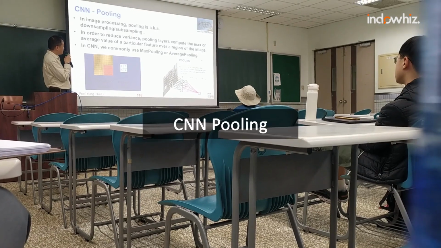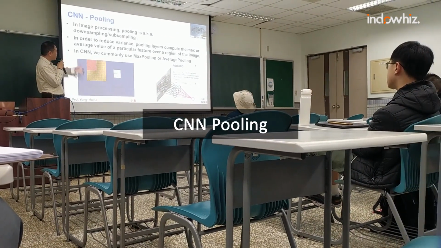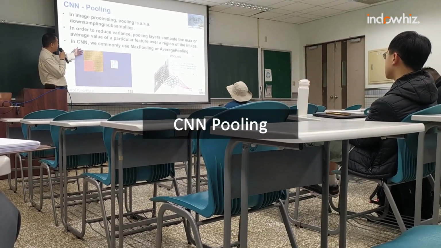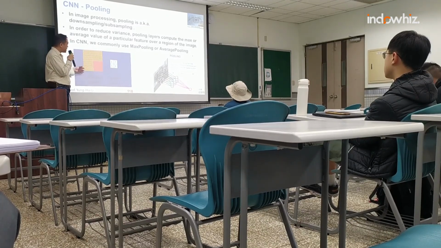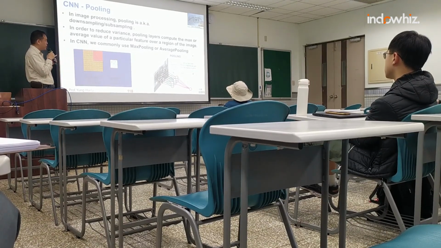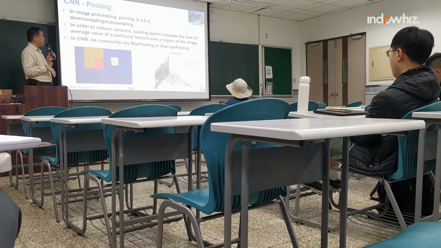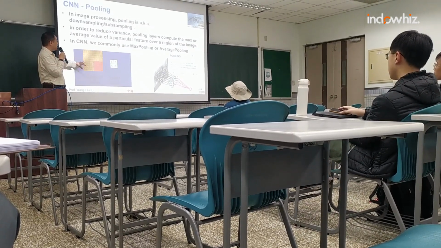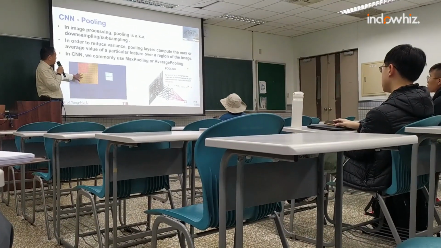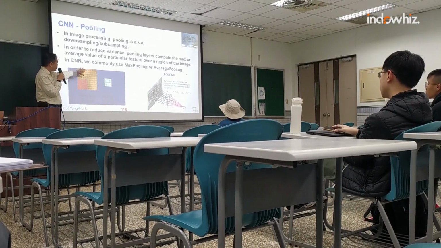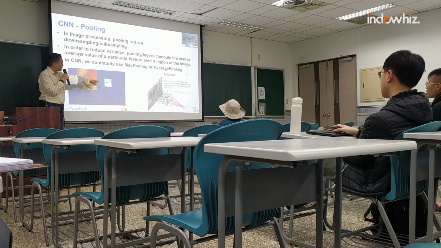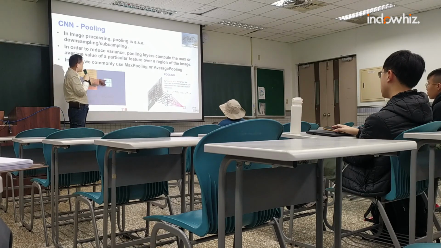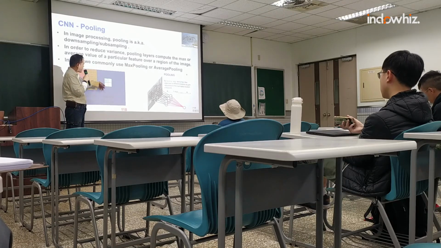Suppose you have a bigger input image. After you do the convolution, the feature you get is this. But if we want to get a smaller feature, then we will do pooling. Pooling is just trying to take the maximum value in this whole red region and then put it in the pooled feature map.